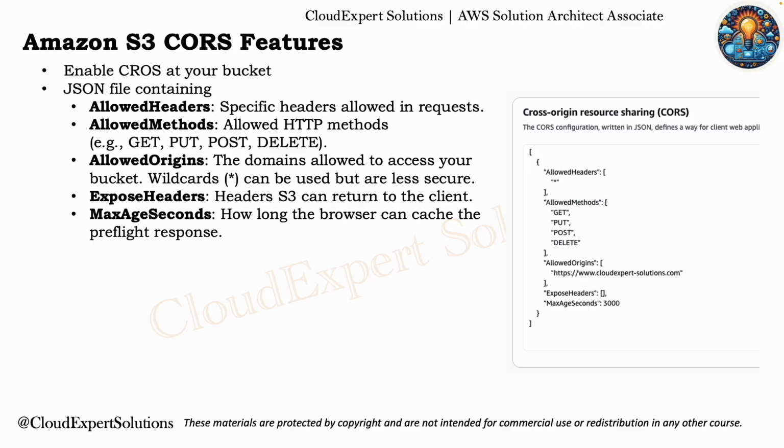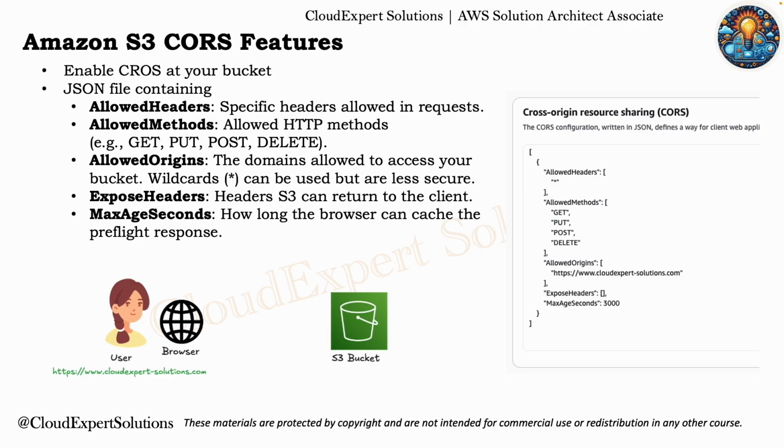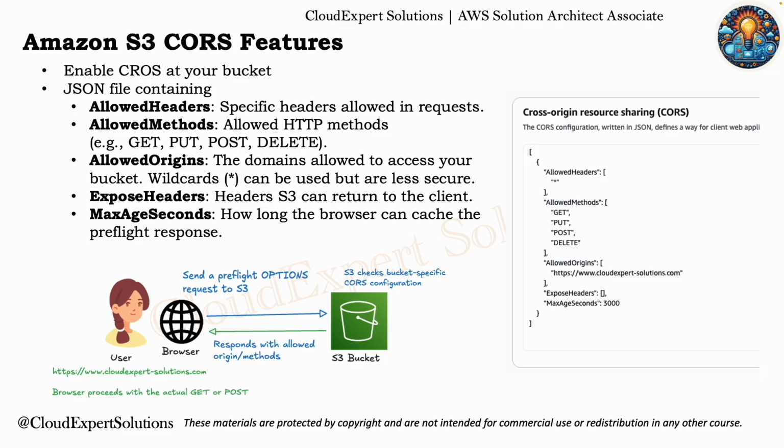Now let's understand how S3 works when you enable CORS. First, the browser sends a preflight OPTIONS request to Amazon S3. S3 checks its CORS configurations. Here we have the JSON file. Then S3 responds with the allowed origin or the method. And finally, the browser proceeds with the actual GET or POST request if it is allowed.